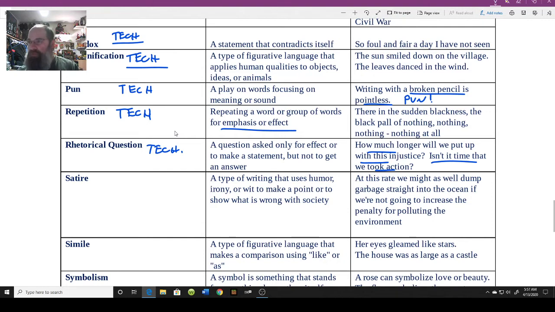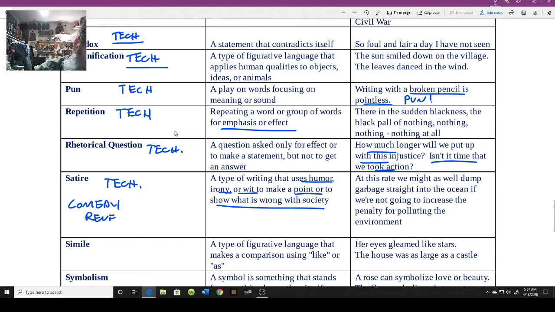Oh, this is a reflective character. This is a thoughtful character. And we got there because the writer chose to put a rhetorical question in the mouth of the character. Satire is absolutely a technique. Humor, irony, or wit to make a point or to show what is wrong with society. When it comes to satire, it's comedy. Comedy reveals a truth.